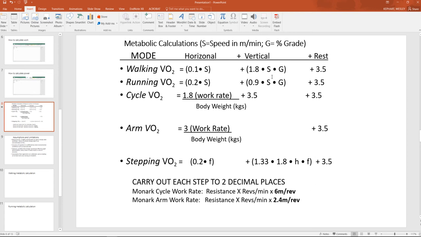For example, the vertical component of running is actually less, 0.9, than the vertical component of walking. And that's because whenever one is running, there's a flight phase. So we're actually not expending energy during that time. However, we go much faster whenever we run, and the horizontal component is a little bit more costly, 0.2 versus 0.1. So yeah, there we go. And one thing here, S just means speed, and G means grade.